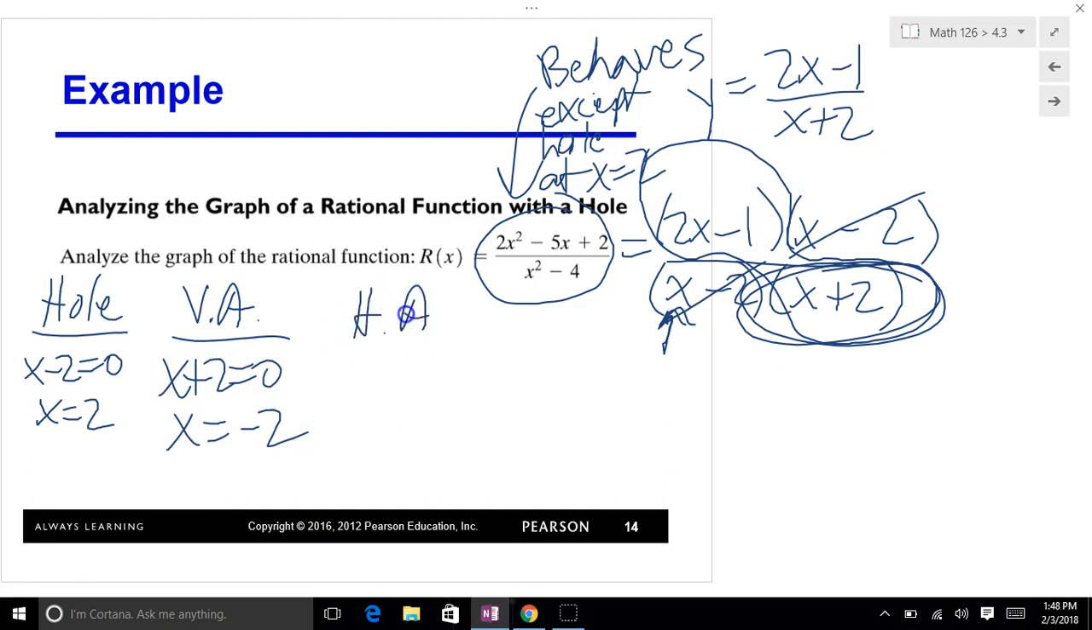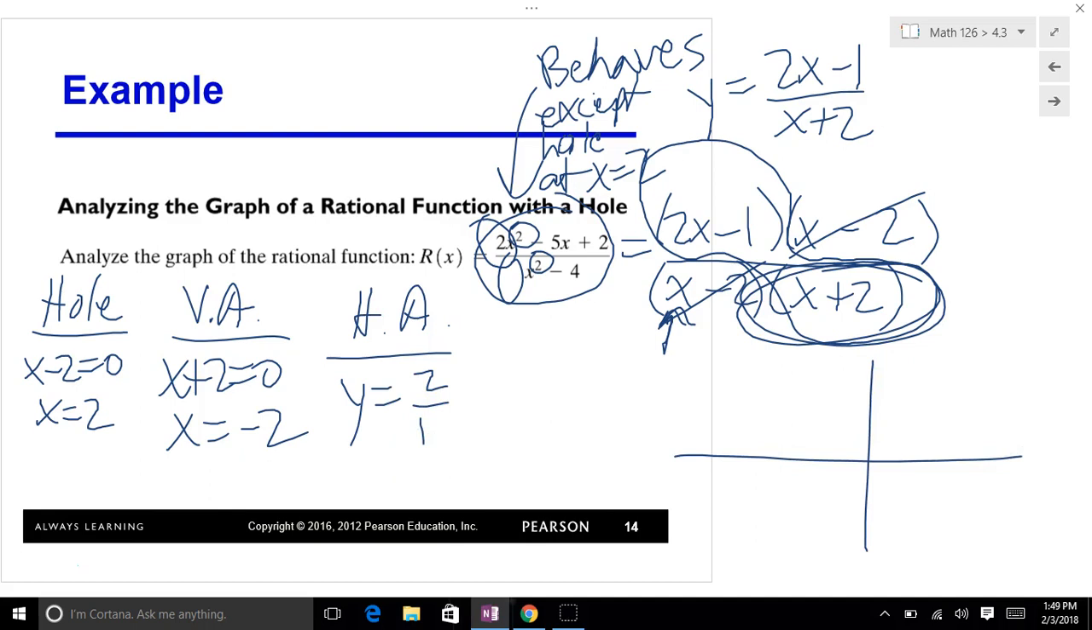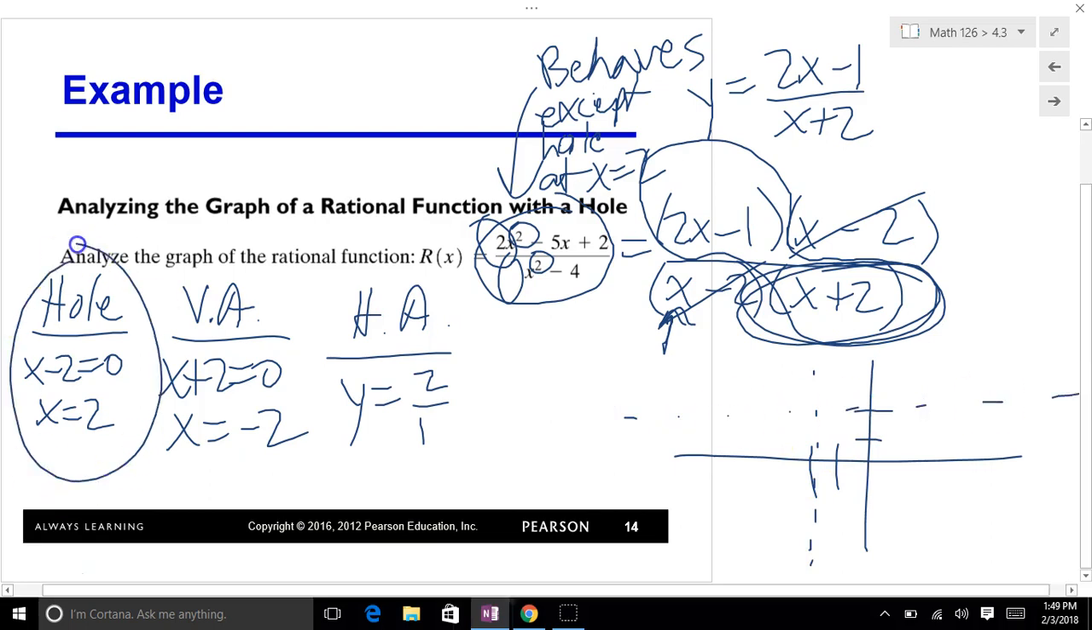Alright. As for the horizontal asymptote, go back to the standard form, degree of the top same as the bottom. So when they're the same, take the leading coefficients, 2 over 1. So y equals 2. Okay, so what we have here is a hole at x equals 2. I don't know where the hole is right now, so I'm going to leave that alone for just a second. I have the vertical asymptote x equals -2. I have a horizontal asymptote at y equals 2. Now, where is the hole?